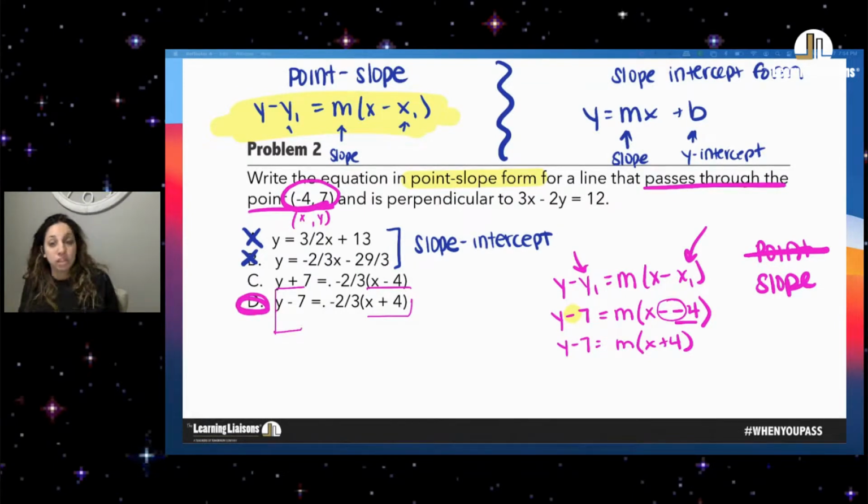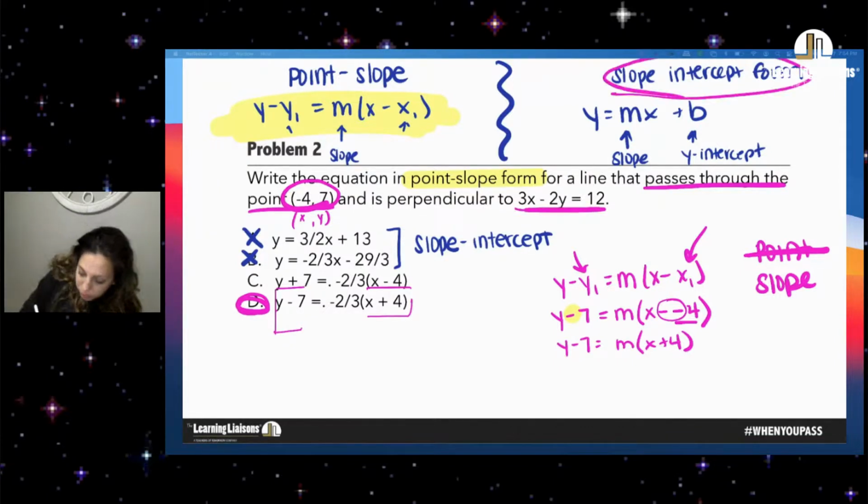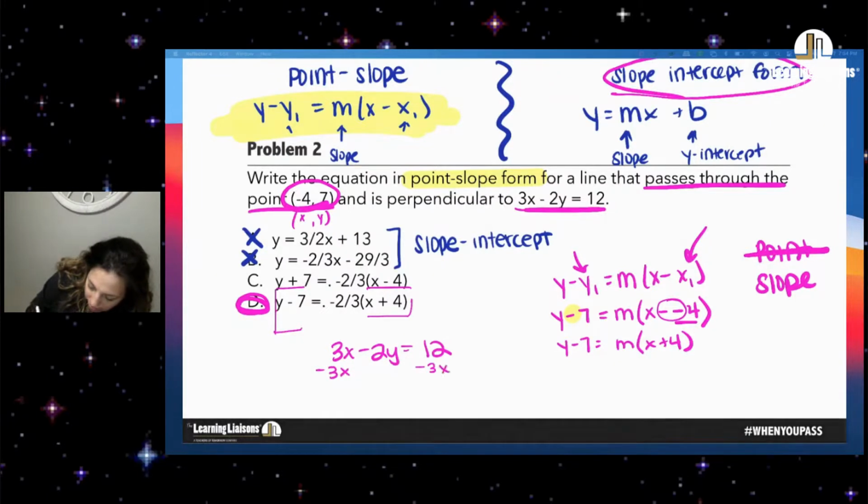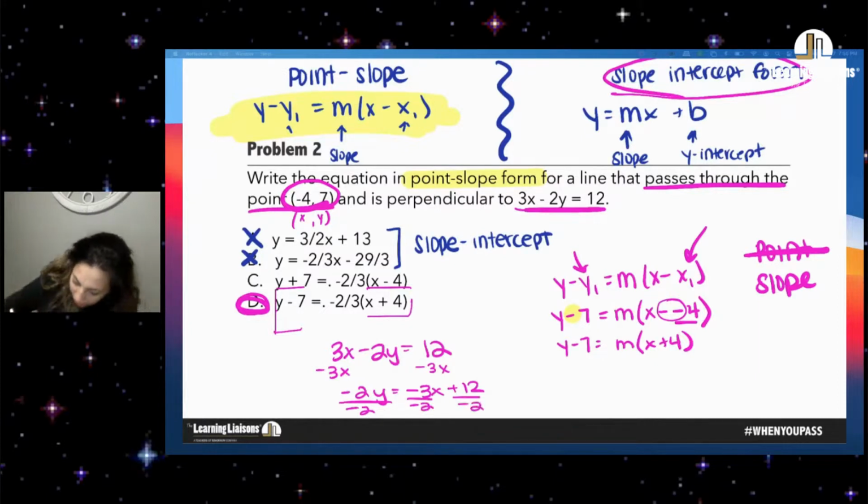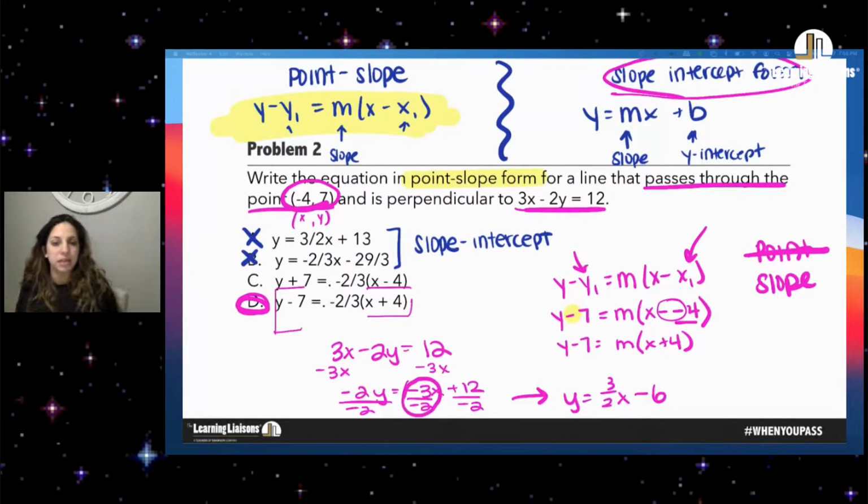But if I needed to know my slope, because the answer choices didn't give it away, I would take my equation right here and put it into slope-intercept form. So 3x minus 2y equals 12. I'm going to subtract 3x from both sides, and I get -2y equals -3x plus 12. Divide both sides by -2, and I get y equals +3/2 x minus 6, because a negative divided by a negative is a positive.